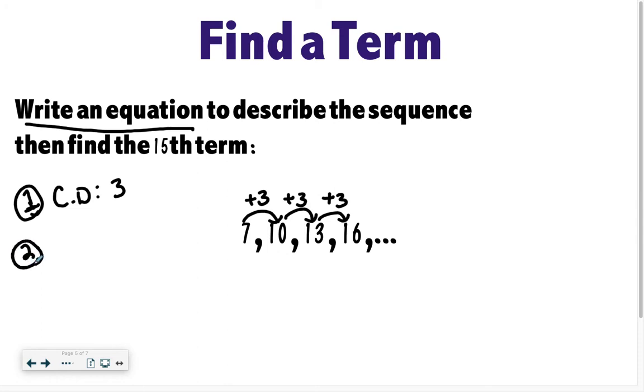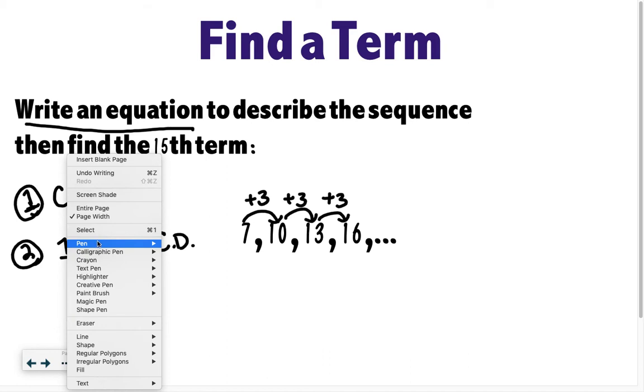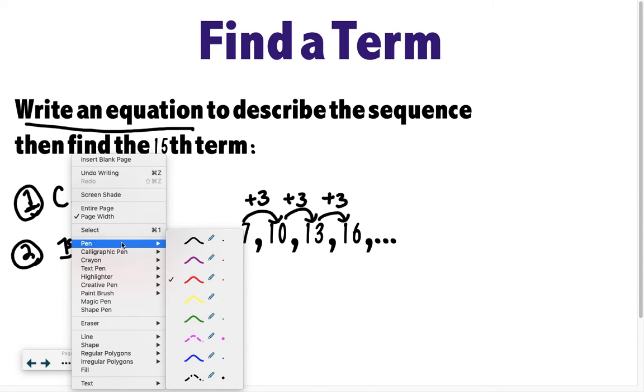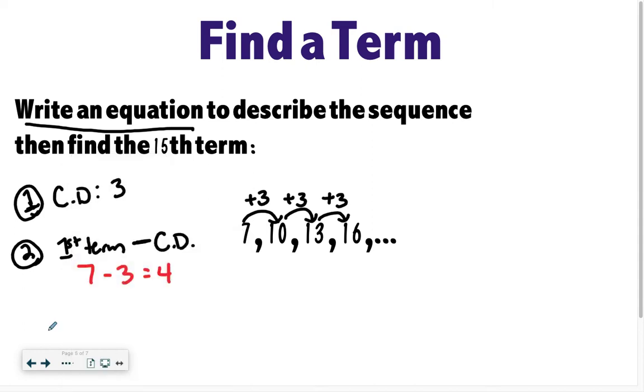Your second step is to take your first term and then subtract the common difference. So in this case, our first term is 7, and our common difference is 3. So that number would be 4. 7 minus 3 is 4.